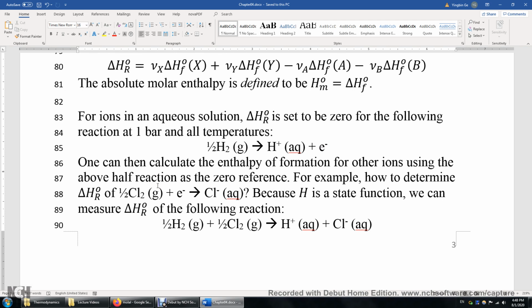When we have a zero reference, we can calculate the enthalpy of formation for other ions in water. How do we do that? Well, let's look at this reaction. Okay, so when we look at this reaction, we have this chlorine element on the left-hand side, chloride ion in water on the right-hand side. So because enthalpy is a state function, we can simply measure the enthalpy of reaction. For this reaction, we can have H2 and Cl2 as the reactants. And then the products are H+ and Cl- in the aqueous solution.